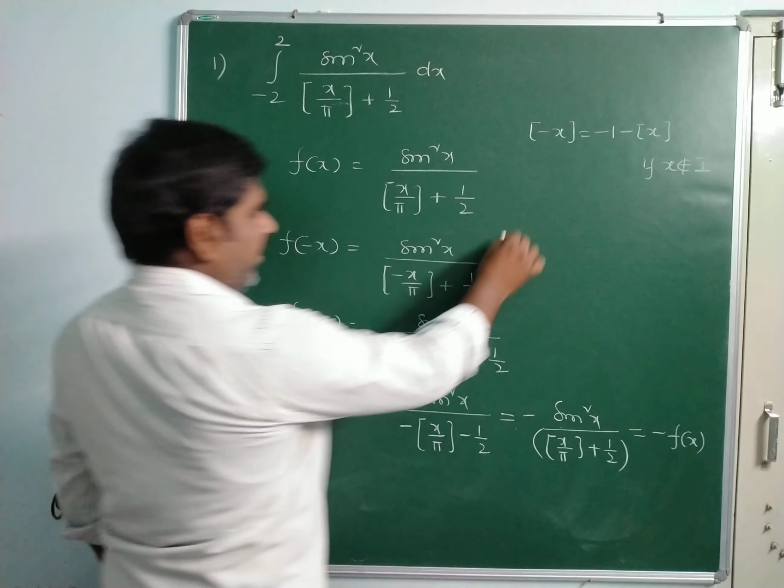Okay, so here the given function is an odd function, therefore the value of this definite integral is 0. So integral from minus 2 to plus 2 of sine square x by step of x by pi plus 1 by 2 dx is equal to 0. Right? So whenever the limits are in the form of minus a to plus a, don't forget to check whether the given function is either even or odd. Okay, use this property. Clear? Right.